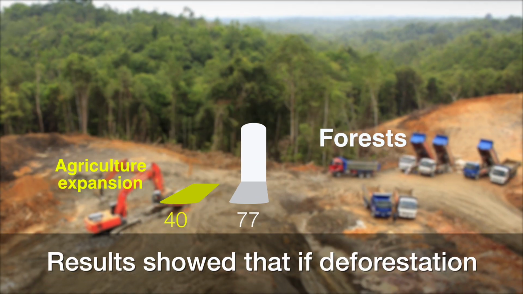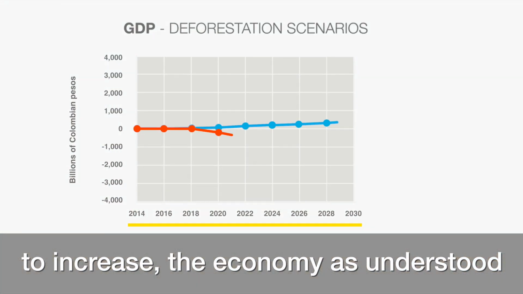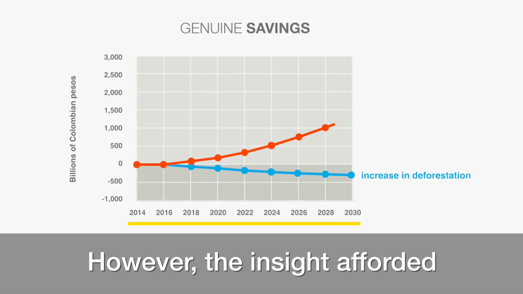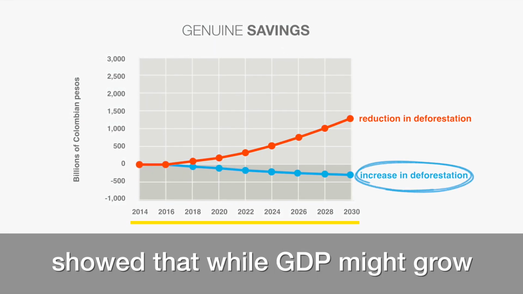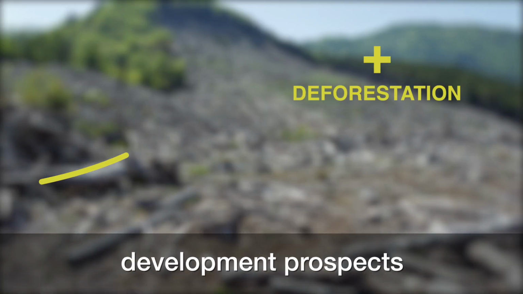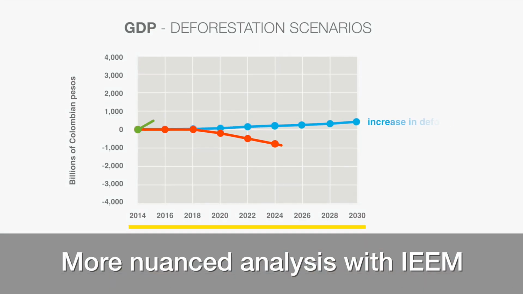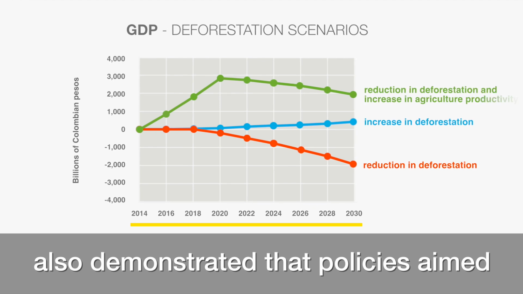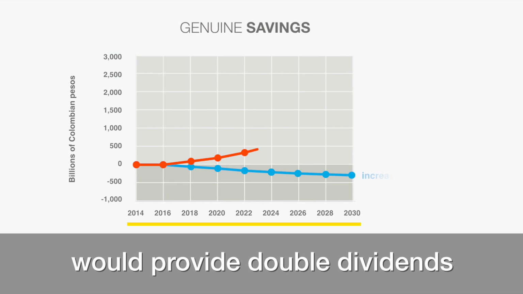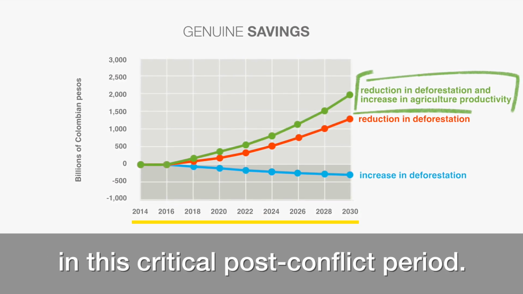Results showed that if deforestation driven by agricultural expansion were to increase, the economy as understood through GDP would grow faster. However, the insight afforded by EEM's more robust indicators showed that while GDP might grow faster in the short run, Colombia's overall wealth and development prospects would in fact decline. More nuanced analysis with EEM also demonstrated that policies aimed at reducing deforestation and investing in agricultural productivity would provide double dividends and enhance well-being and equality in this critical post-conflict period.